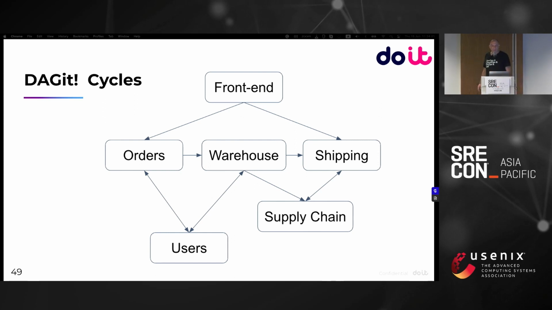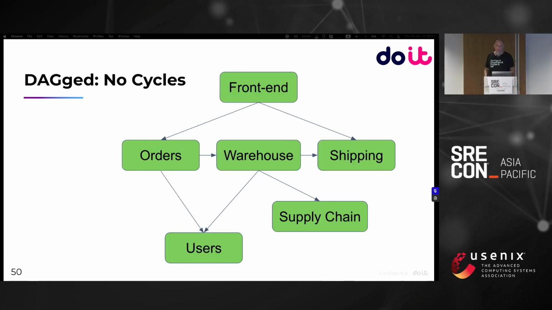We need to minimize cycles and create a directed acyclic graph. We already explained why that is. It turns separate units into a single unit. Because if one thing here in this diagram breaks, the warehouse breaks, and then orders and users potentially can all break.